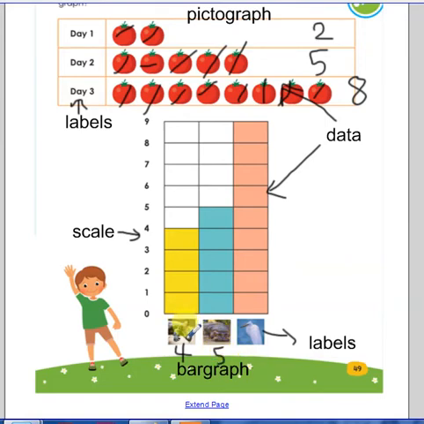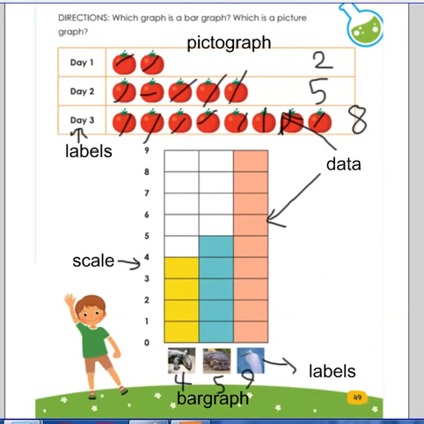4 Nile monitors, 5 hippos. How many herons? This is an animal called heron. 0, 1, 2, 3, 4, 5, 6, 7, 8, 9. 9 herons. Okay, so 4 Nile monitors, 5 hippos, 9 herons. So this is a difference between pictograph and bar graph. Turn the page.